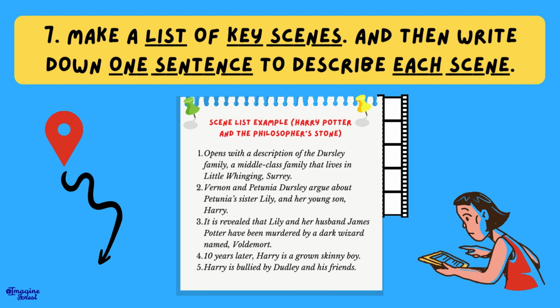Scene 1 opens with a description of the Dursley family, a middle-class family that lives in Little Winging, Surrey. Scene 2. Vernon and Petunia Dursley argue about Petunia's sister Lily and her young son, Harry. Scene 3. It is revealed that Lily and her husband James Potter have been murdered by a dark wizard named Voldemort. Scene 4. 10 years later, Harry is a grown skinny boy. Scene 5. Harry is bullied by Dudley and his friends.